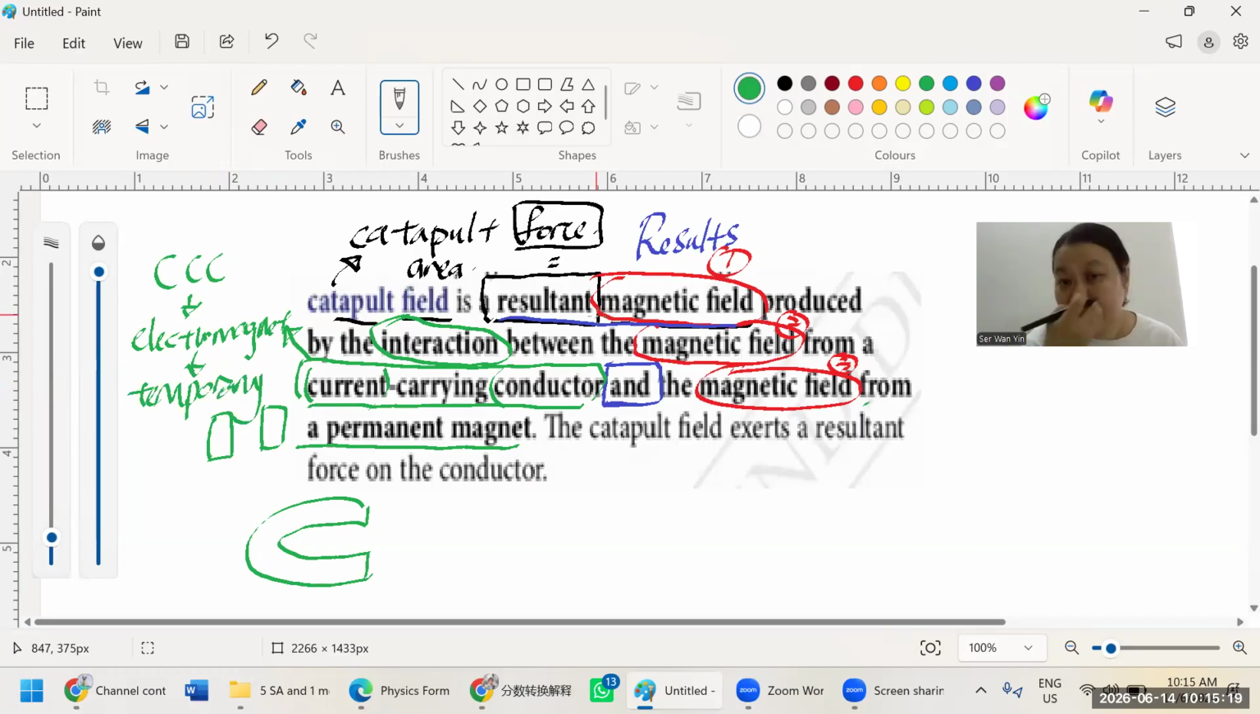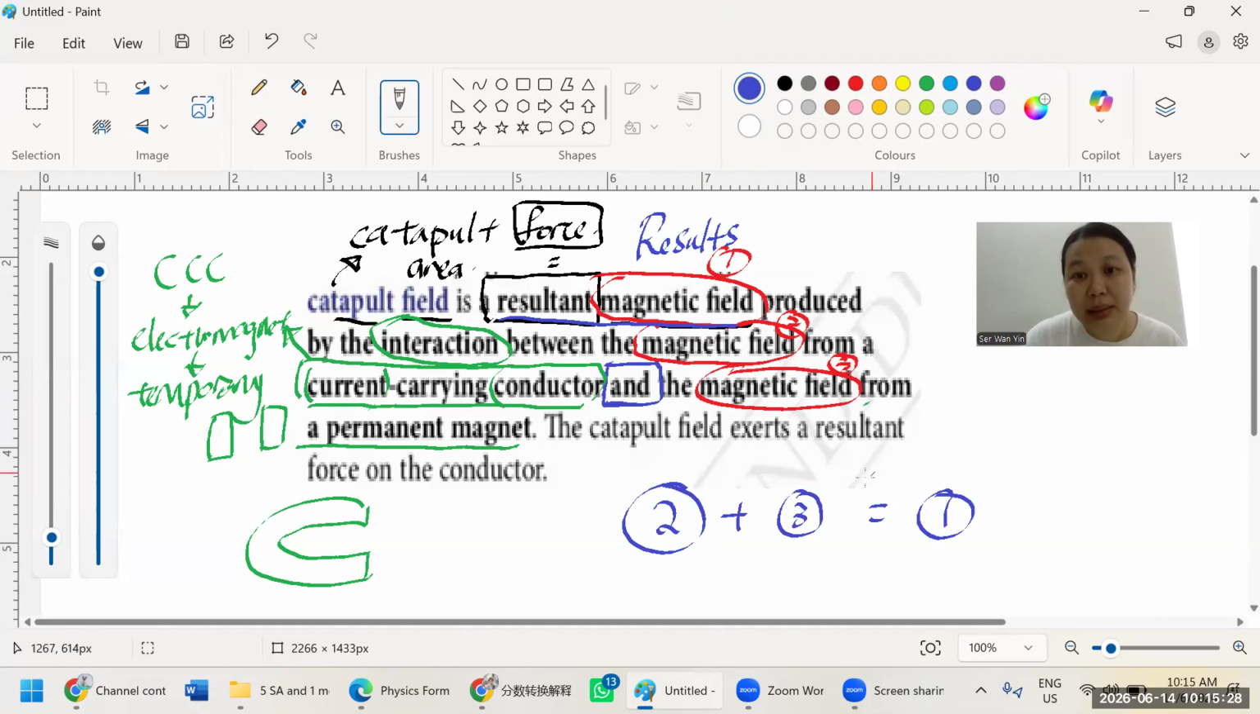Okay, so it's like number 2 plus number 3 equals number 1. But not only plus, we call it interaction. So number 2 is the copper rod. Number 3 is the permanent magnet, north-south. So when they join together, it moves, because the two forces act together and cause a catapult force.